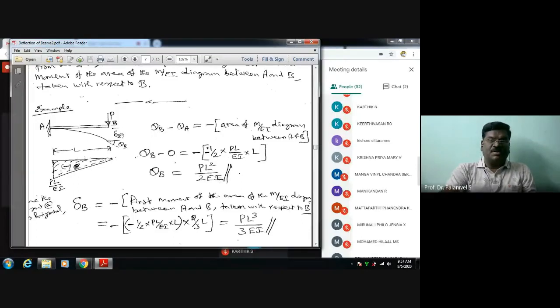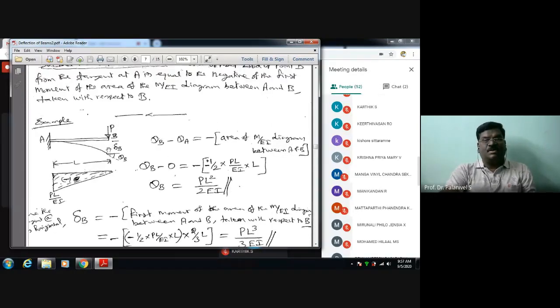Okay. Next I am going to get the definition here, delta B. Delta B is equal to the vertical offset, the vertical offset of point B from the tangent at A. What is the tangent at A? It is a horizontal line. The vertical offset of point B from the tangent at A is this one, this delta B.